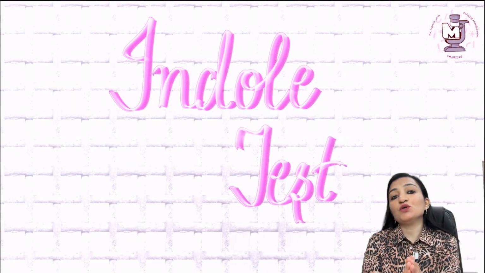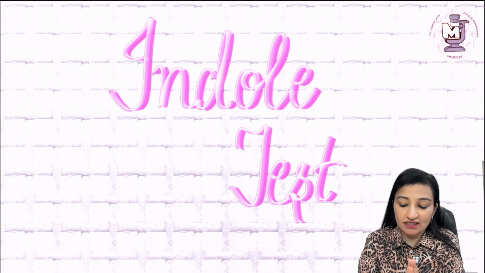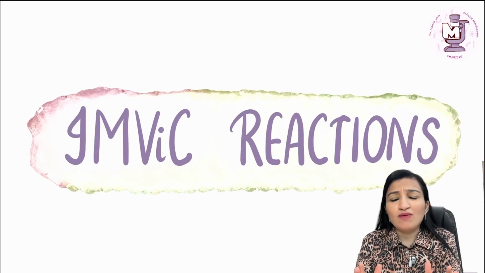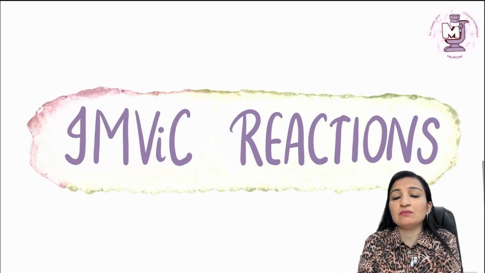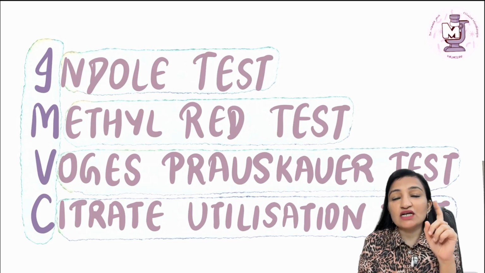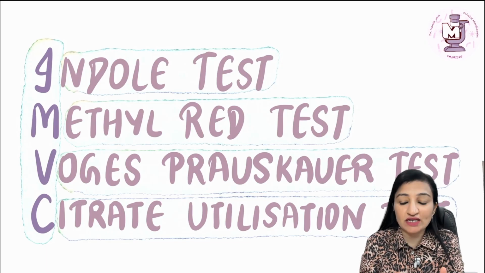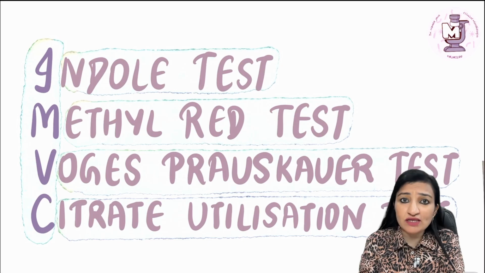In this video module, I'm going to talk about a very important biochemical reaction, namely the indole test. So guys, there are a plethora of biochemical reactions. For example, we have this acronym, IMVIC reactions, where I stands for indole test, M stands for methyl red test, V stands for Voges-Proskauer test, and C stands for citrate utilization test. And then there are others also, like the TSI test and urease test.